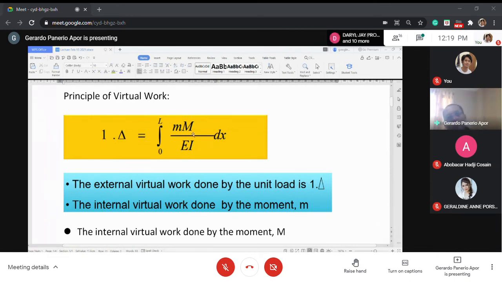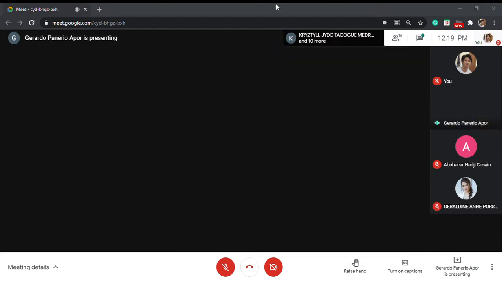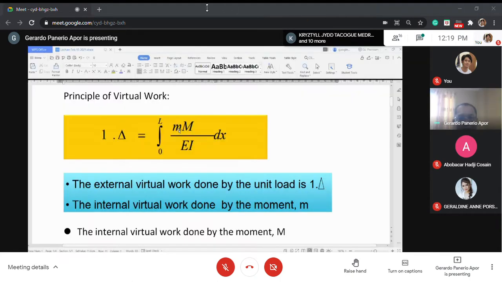Now on the right side of the equation, you have the integral of 0 to L of small letter m and big M over EI dx. Okay. Now the dx matches with the integral sign. Now this small lowercase letter m must be expressed in terms of x, and also the big M must be expressed in terms of x. Okay, what is this big M?